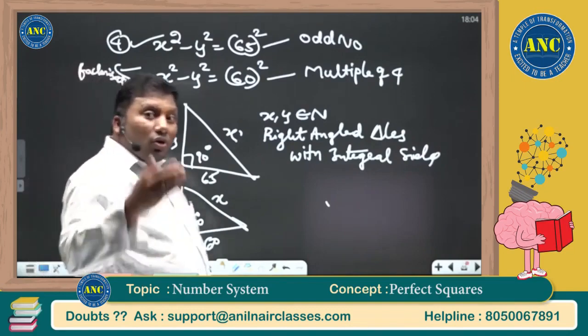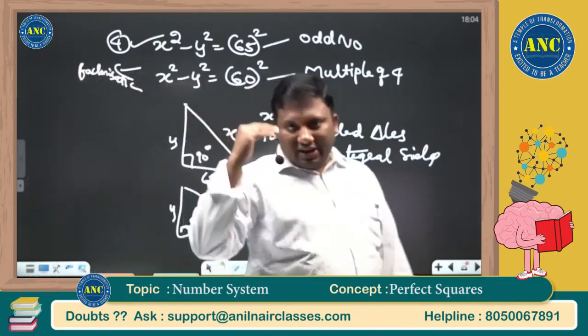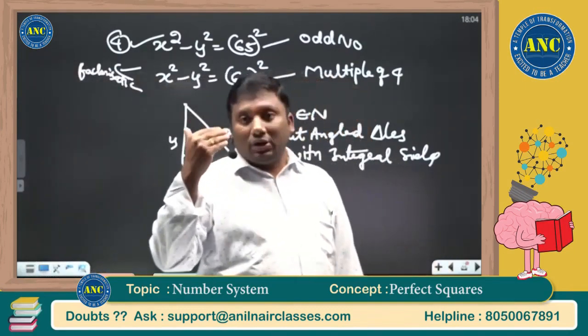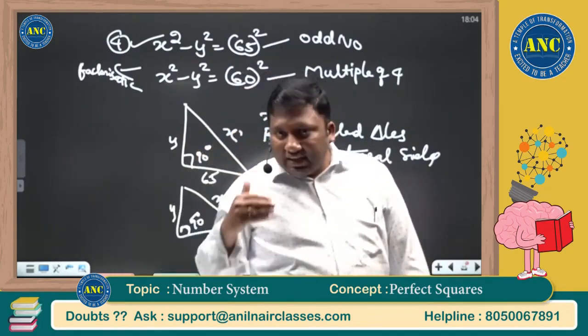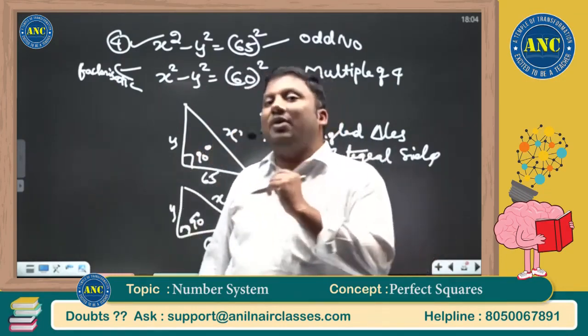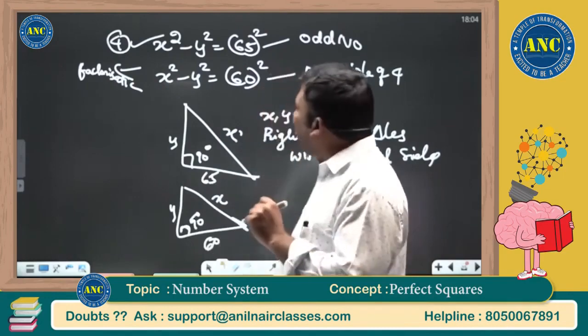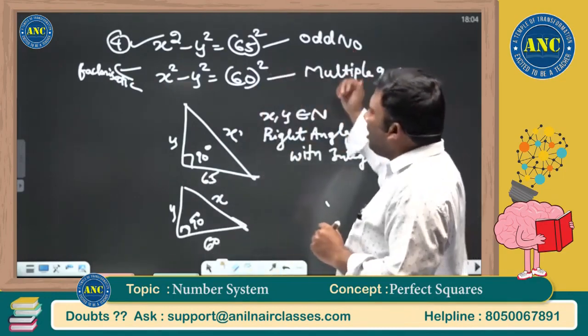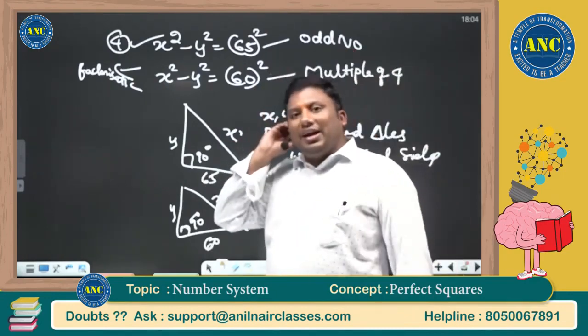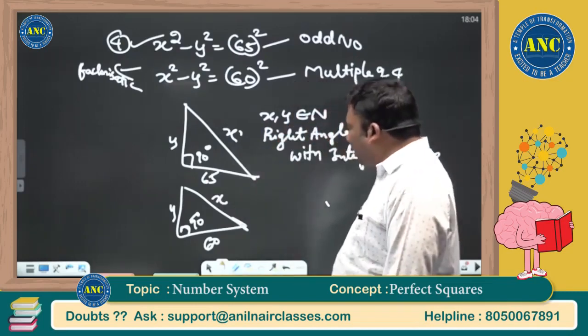Factorization method. Two things which we discussed. x square minus y square equivalent to k. This equation has integral solutions. When will it have integral solutions? Only when the right hand side is an odd number or a multiple of 4.